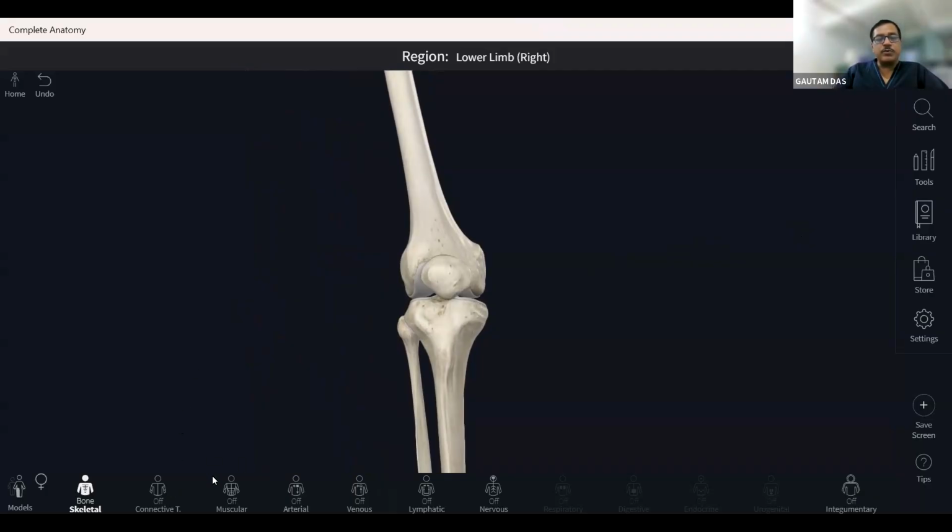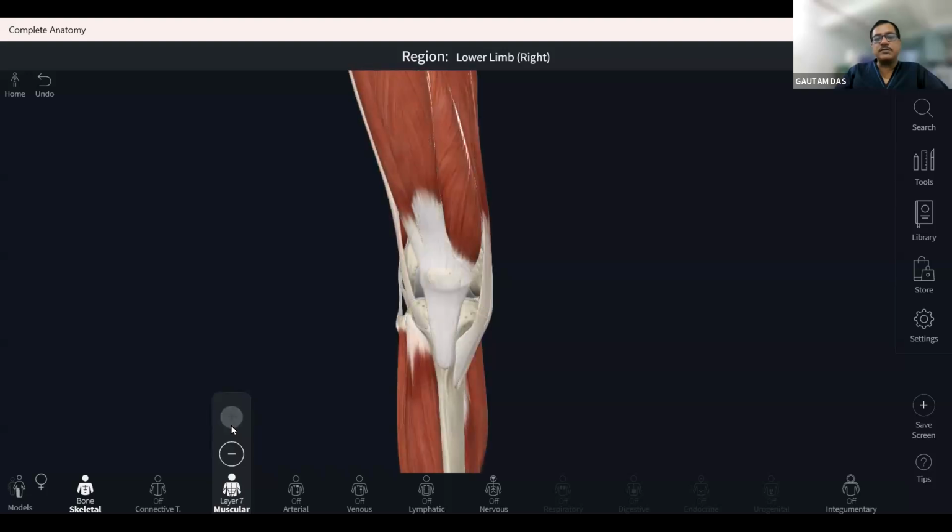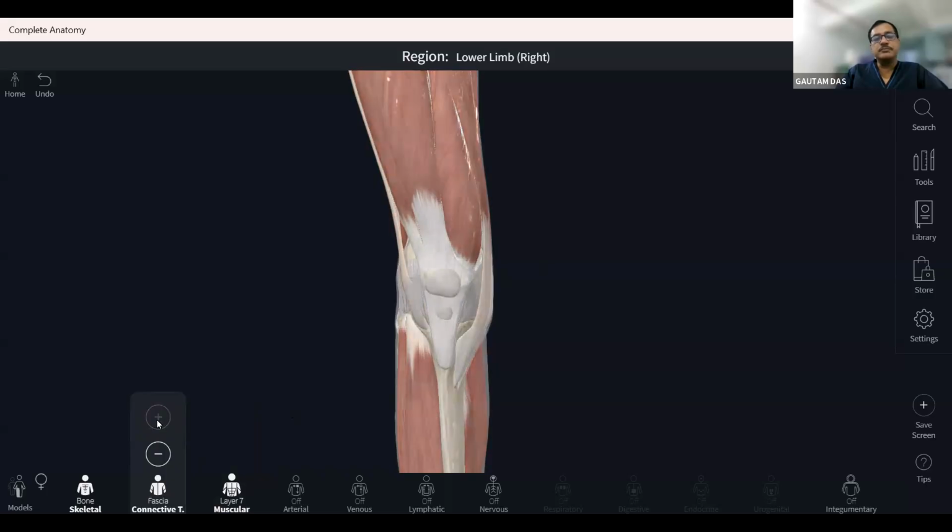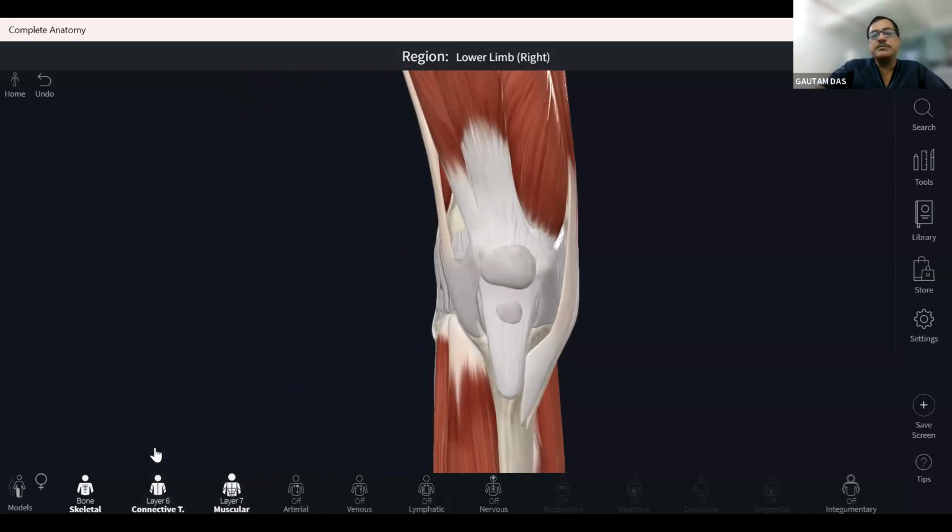So first I'll be talking about the muscles, ligaments, then nerves. So these are the 3 important areas. So first let me talk about the muscles. Okay. And also let me put the ligaments as well. Let me enlarge it.